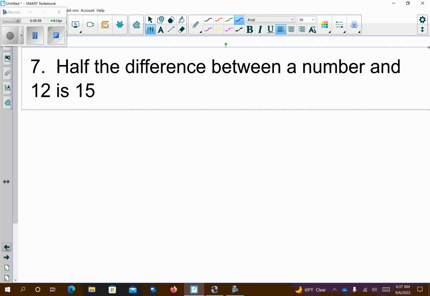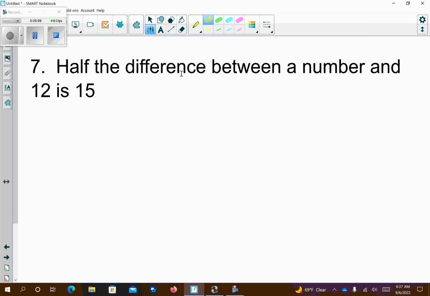All right, number 7 is a word problem. So let's read it first. Half the difference between a number and 12 is 15. Okay, so let's see. Half means something in math. Difference means something in math. And then between a number and 12 is means something in math, and 15.